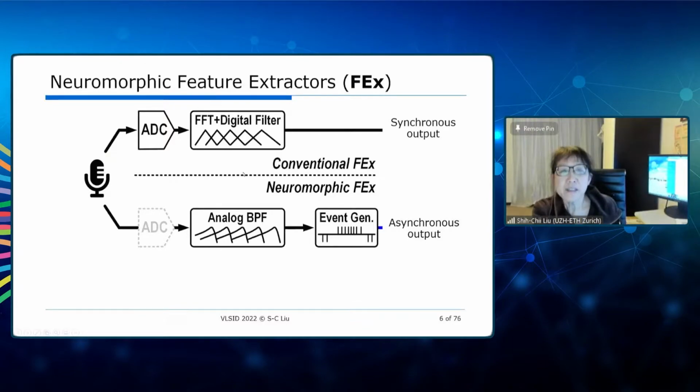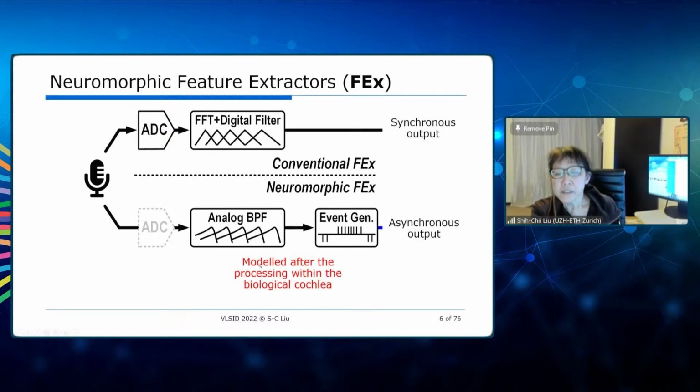And what I want to suggest today is that you can also do this using neuromorphic feature extractors instead of conventional feature extractors. So remember, the output of the microphone first goes to an ADC, and then you go to an FFT plus a digital filter. And what you get is a synchronous output. And usually you have to clock the ADC at a frequency that's at Nyquist. Instead of doing this, what you could do is do away with the ADC and have the microphone input go straight to a set of analog bandpass filters. And then from here, generate a set of events, or you can call them spikes. And this gives you an asynchronous output, similar in style to what you just heard about the dynamic vision sensor.